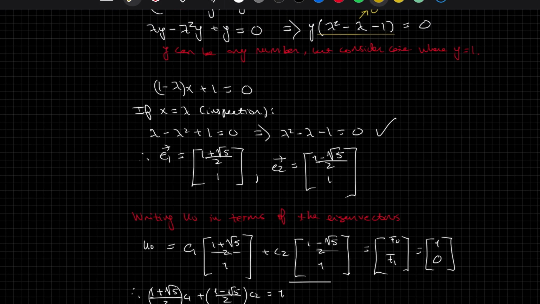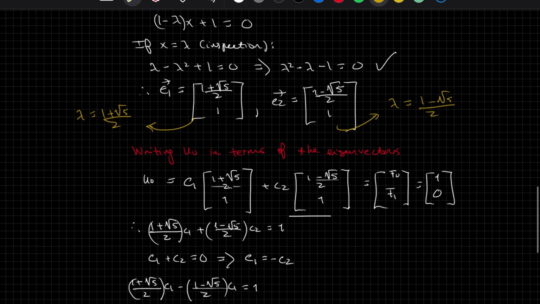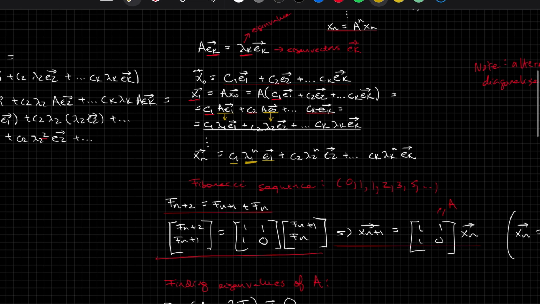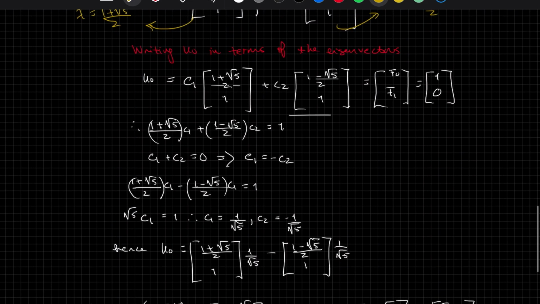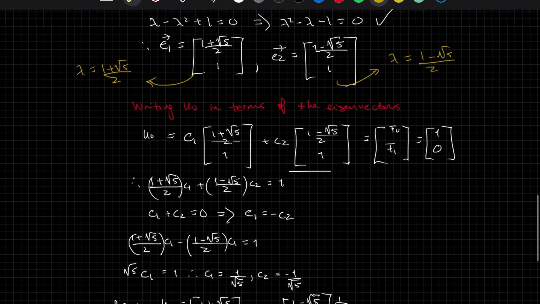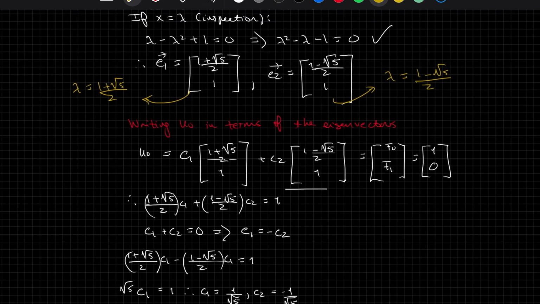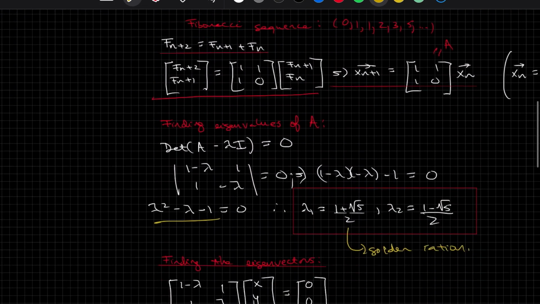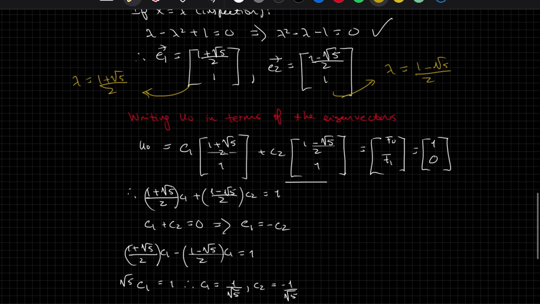This eigenvector corresponds to lambda equals (1 plus root 5) over 2. This eigenvector corresponds to the eigenvalue lambda equals (1 minus root 5) over 2. Okay, so now the next step, as we showed here, is to write x naught in terms of eigenvectors. So we have our eigenvectors and our x naught as well, and then we can just set up the equation. Now we know that x naught is just the first and second term in a vector. So we know that the first term is 1 and the second term is 0.